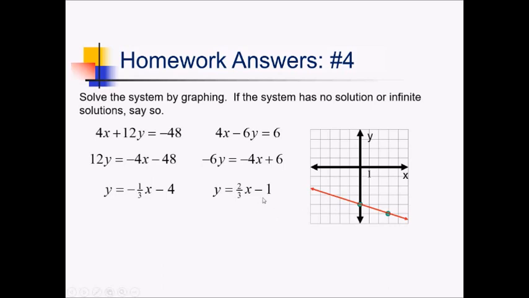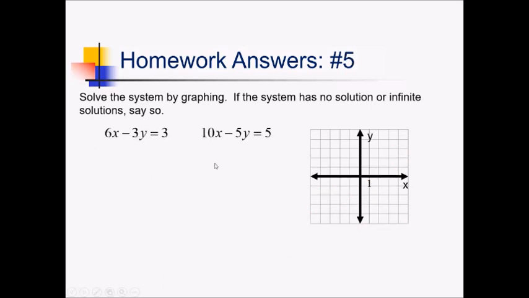Now for this next one, I have a y-intercept of negative 1. So let me put that dot right there. And this 2/3 slope is telling me I'm going up 2, right 3 to stay on the line. So up 2, right 3, that takes me right here. And I'm also going to go down 2 and left 3 to go the other direction. So there's my line for this one. And I see that these lines appear to be crossing at negative 3, comma, negative 3 for my point of intersection. So that's also the solution to my system.